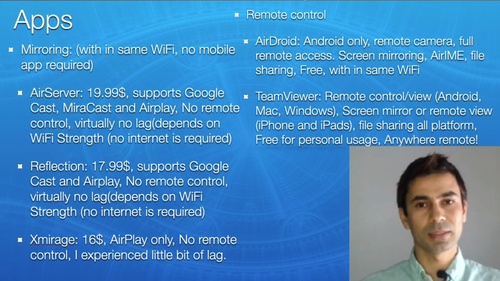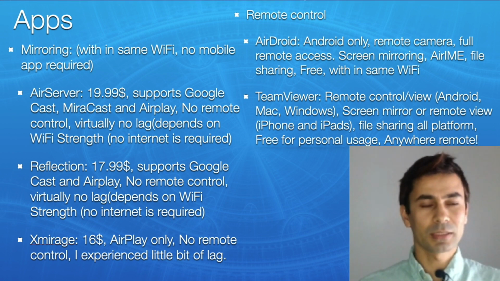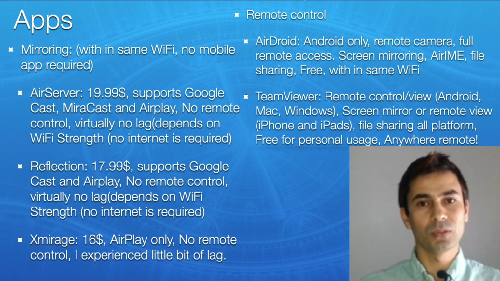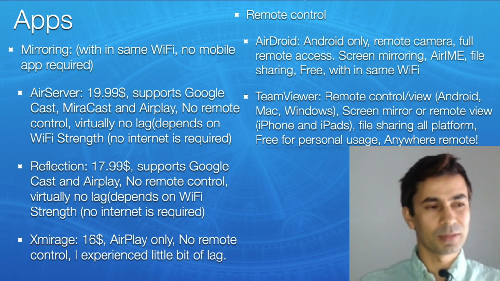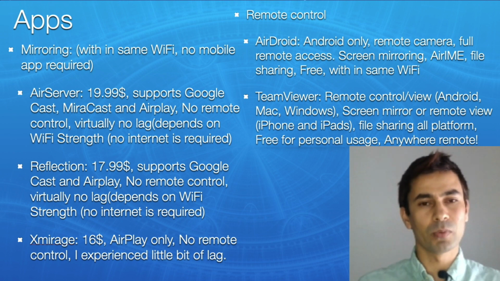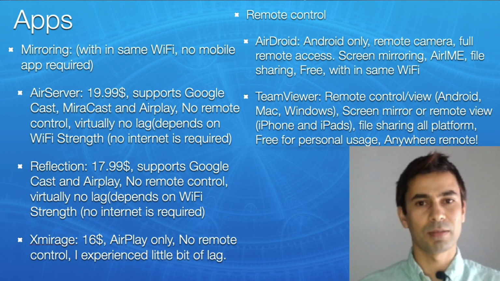I tried AirServer for 15 days, it's expired. I have the Reflection trial, that's 7 days, and Xmirage you can access for 15 days for free, and Xmirage is $16. It's AirPlay only, no Android casting. It has a little bit of lag that I experienced on these three. If you want multiple platforms including Miracast, go for AirServer, but if you don't need Miracast, then in that case Reflection is best because the UI layout and everything I like on Reflection more than AirServer. And Xmirage has a different layout, but I don't like that as much as Reflection or AirServer. It's a little bit cheaper, but for $1 or $2 it's worth buying Reflection or AirServer.